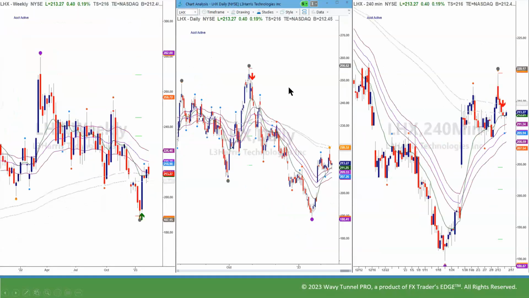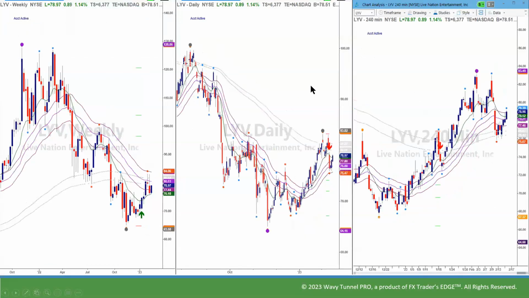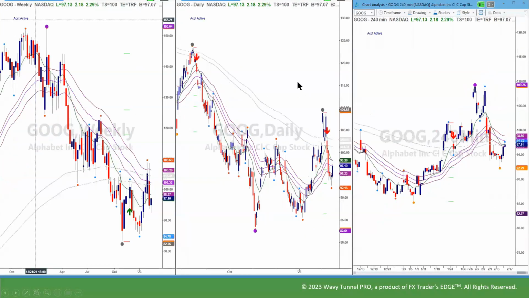Let me see if I can find an example. I better hurry up now. Here's Tesla. Everybody likes Tesla. Same story here. We got the gray, then the gray was the ready, and then the signal. Very steep move up, and we actually made a new high up here. So Tesla is buyable on dips. Okay, let's move on.